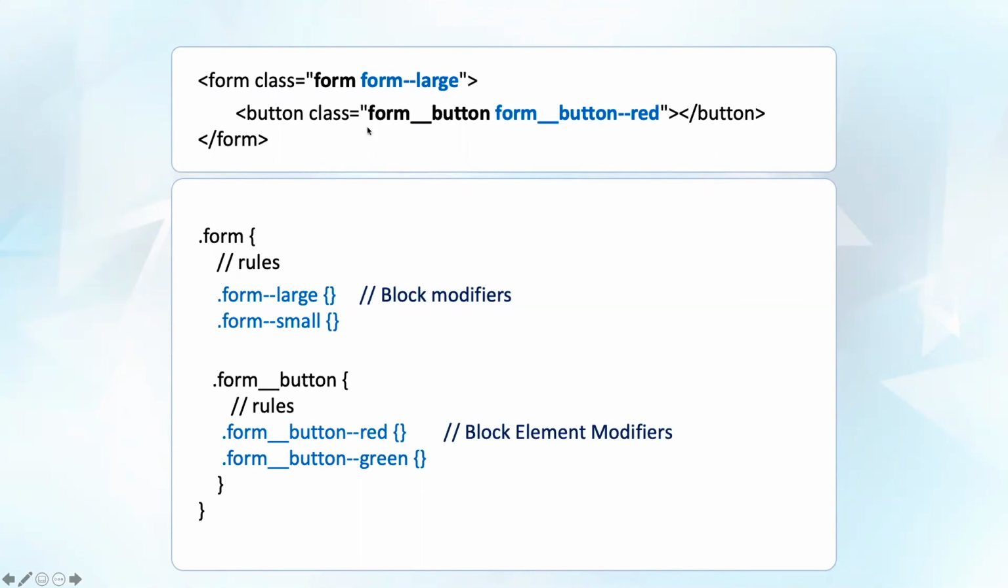Likewise, the button class, this is the actual block element, the name of the button, it's an element. So it is usually written like this: form underscore underscore button. And this is the modifier. Here we modify this button with the red color: form underscore underscore button hyphen hyphen red. This is the block element modifier structure given here. So when you replace this form button red with the form button green, you will get a green colored button. So this way we can modify similar blocks or elements with additional styling applied to them.